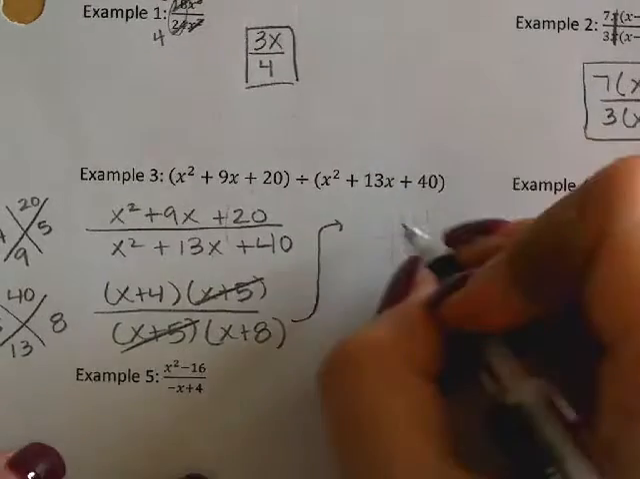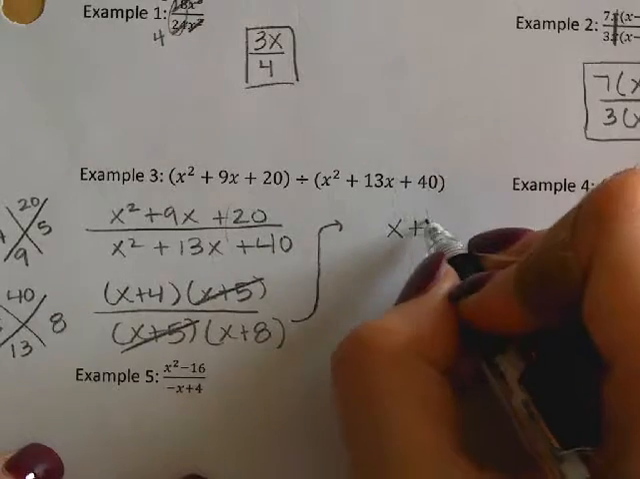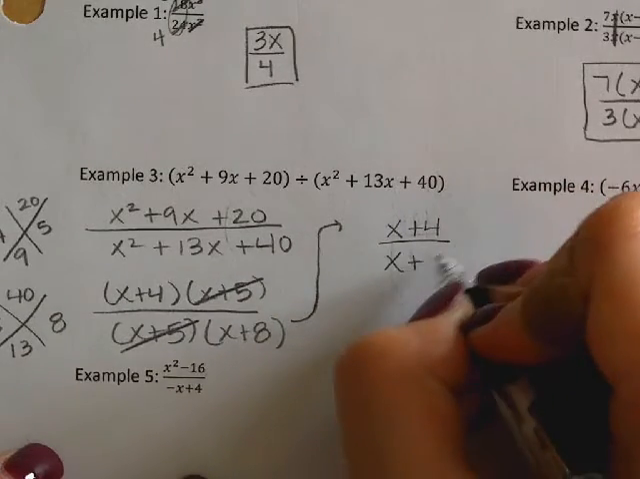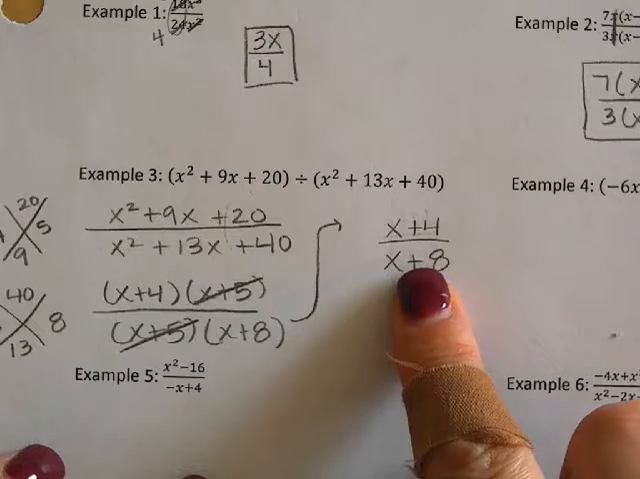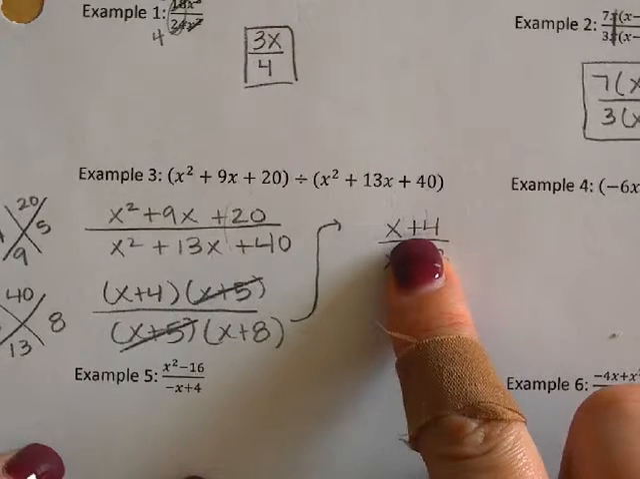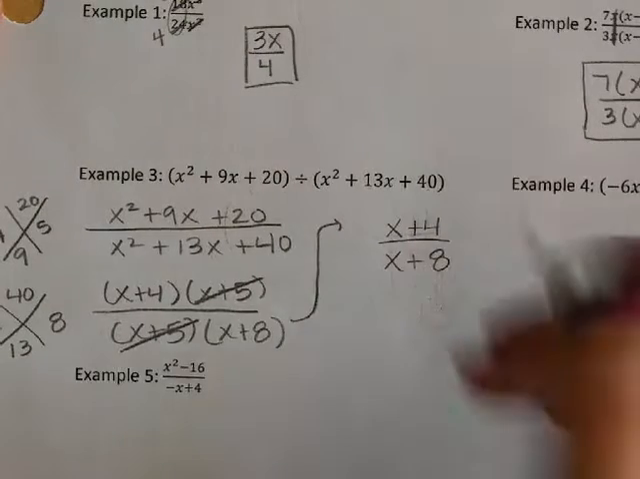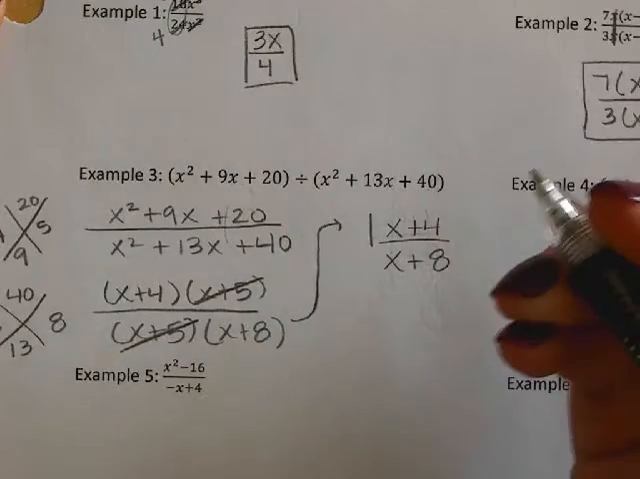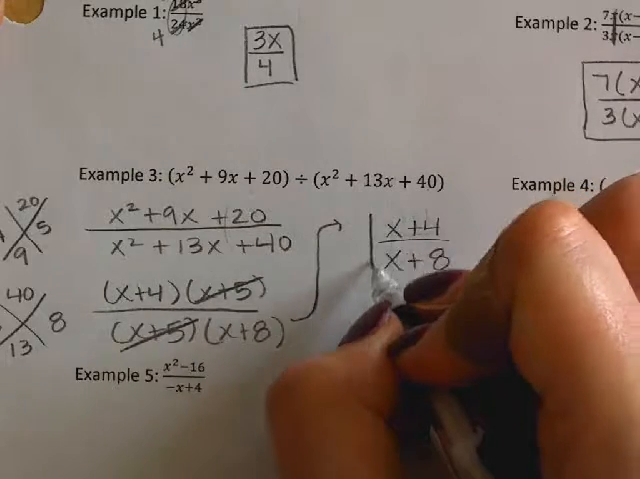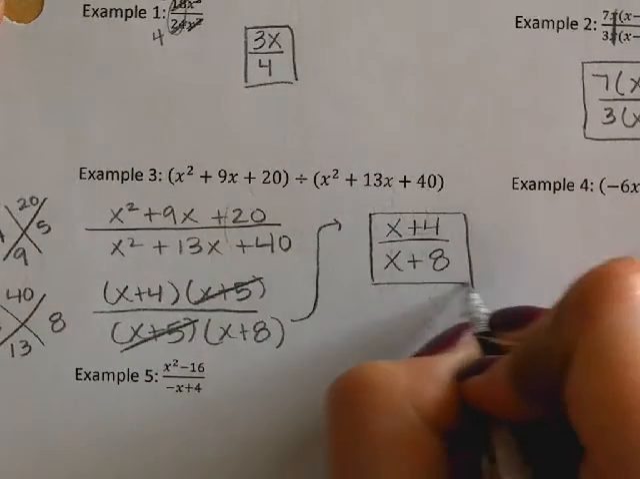All right, so our final answer is x plus 4 over x plus 8. We cannot reduce these any further because it's an addition problem on the top and an addition problem on the bottom, and addition and division do not cancel out. And so that means we are done. Oh, yeah. So it's multiplying by 1, so it doesn't, yeah.